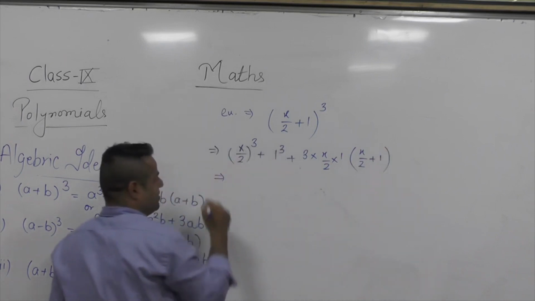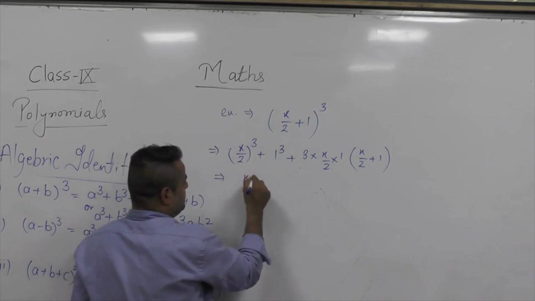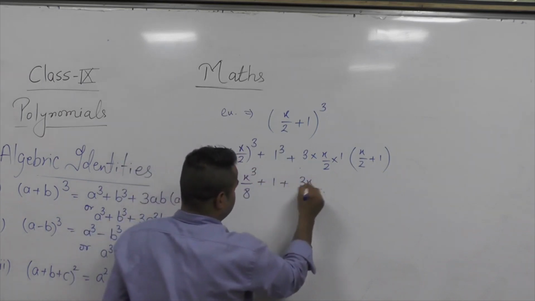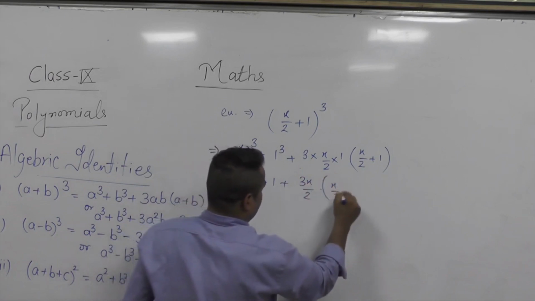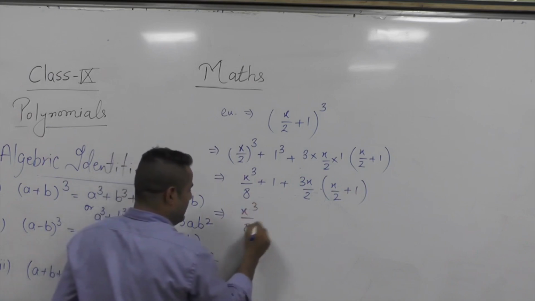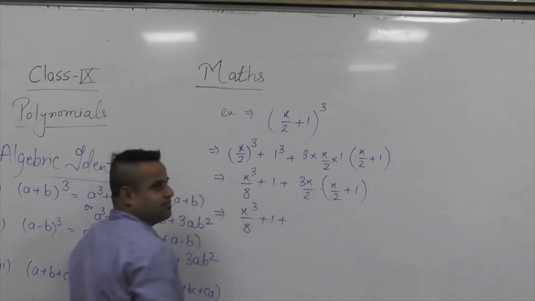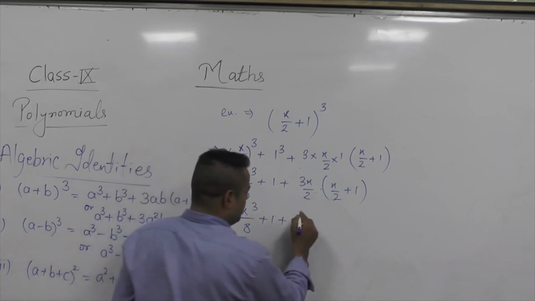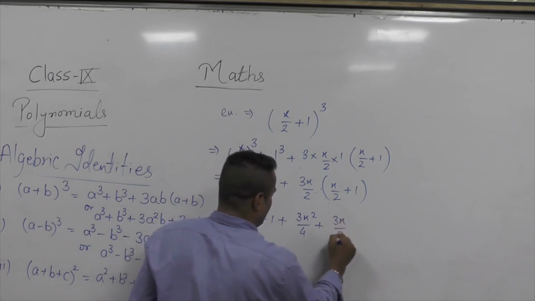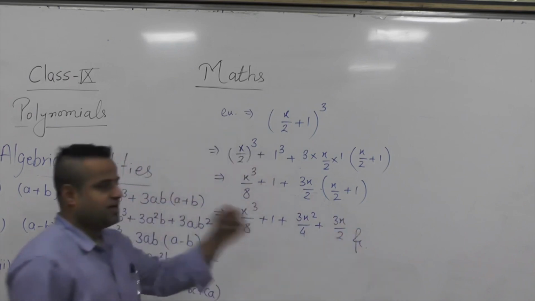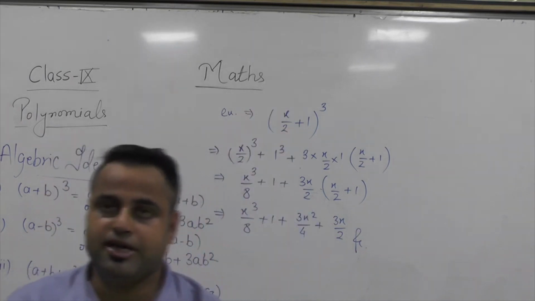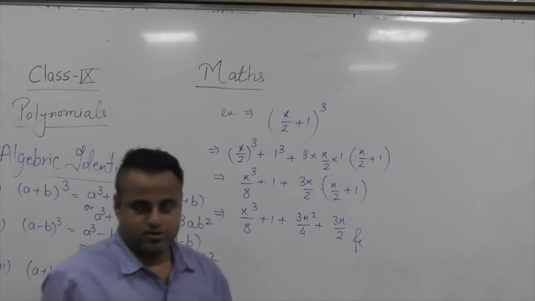See, it's easier to apply like this. Now this will become x cube by 8 plus 1 plus 3x by 2, x by 2 plus 1. Now we just multiply it. We can't leave questions like that; we have to multiply it anyhow. This will become 3x square by 4 plus 3x by 2, and that is our final answer. You can write it with decreasing degree or power, or you can write it like all this also.